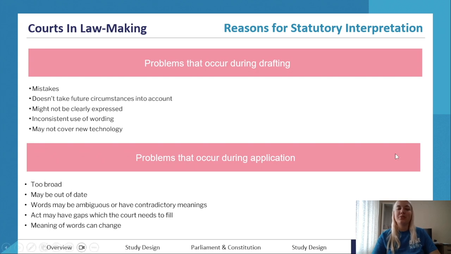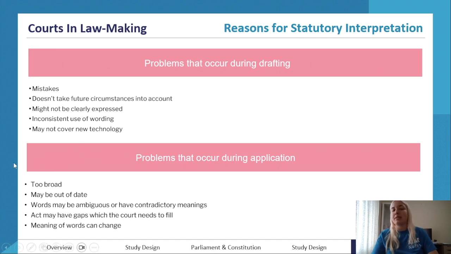One of those reasons is problems that occur during drafting, and the other is problems that occur during application. Problems that occur during drafting are probably the most common, because think about it, an act is a very, very long piece of law. I don't know if you've ever read an act, but it can be hundreds of pages long. It goes through a rigorous process when it's being drafted, and it's very common for there to be a mistake or inadequacy or circumstances that Parliament did not think about.